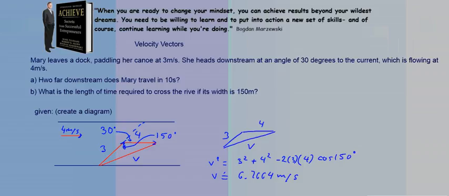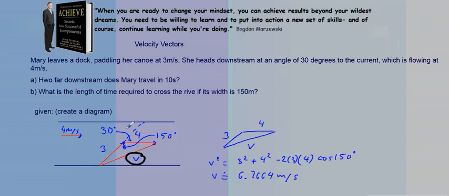So we have the following problem to solve. As you can read in the question, Mary leaves the dock and she's going at 30 degrees to the current. Her speed in still water is 3 meters per second, and the current flows at 4 meters per second. So in order to answer part A and later part B, we need to know Mary's resultant velocity, which is influenced by the current.